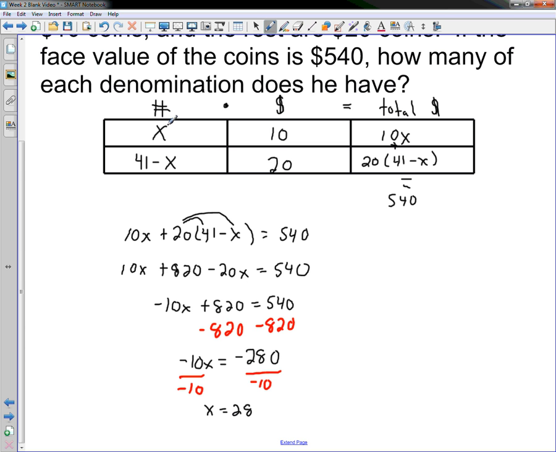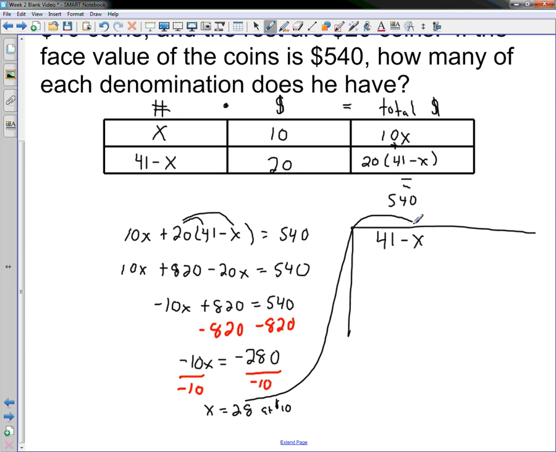So remember, x is the number of coins at $10. So we have 28 coins at $10. The other one is 41 minus x. So my second part is now take 41 minus x. Well, we know x is 28. So 41 minus 28 gives us 13. And this is for the $20, so this is 13 coins at $20.